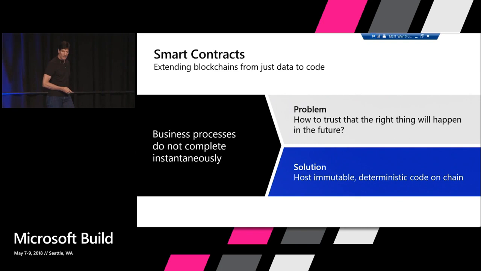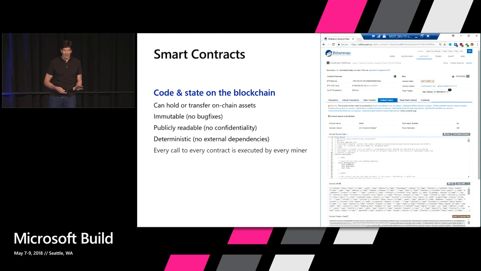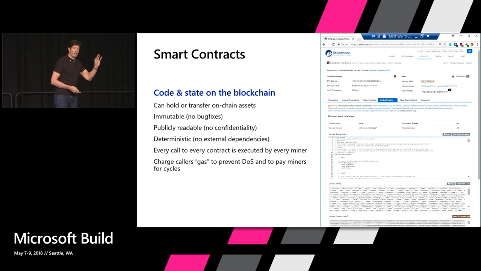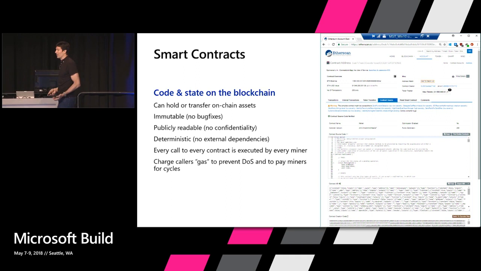If you take a look at what a smart contract looks like, I'm going to show you this in a second, but it's got some characteristics here. You can hold or transfer on-chain assets, meaning smart contracts can even own Ether, the current cryptocurrency of Ethereum. They can send Ether to other accounts, they can receive Ether, but they can also generate their own forms of currency on top, and that's something that people have been doing that I'll talk about in a minute.